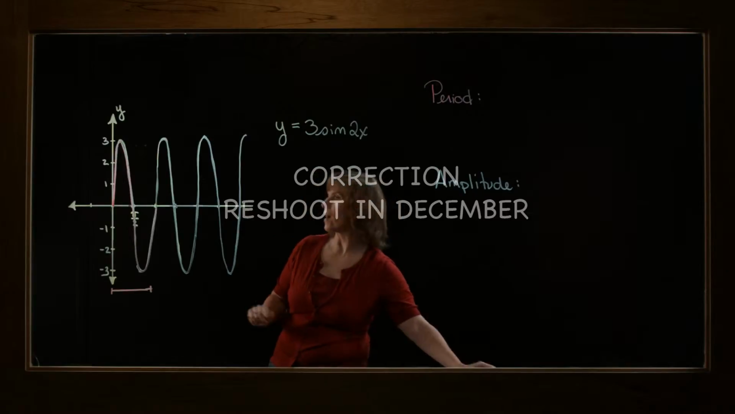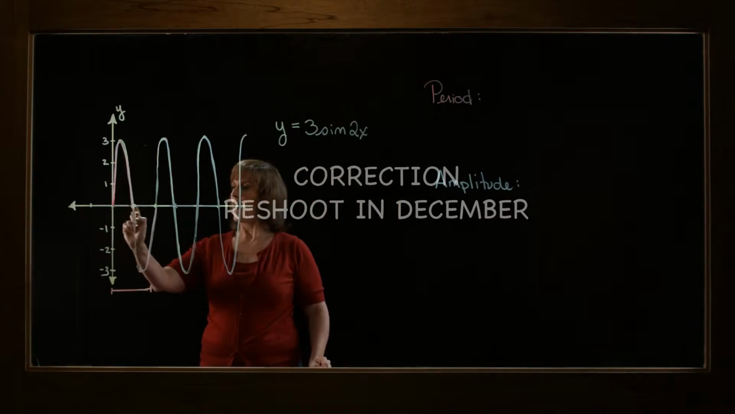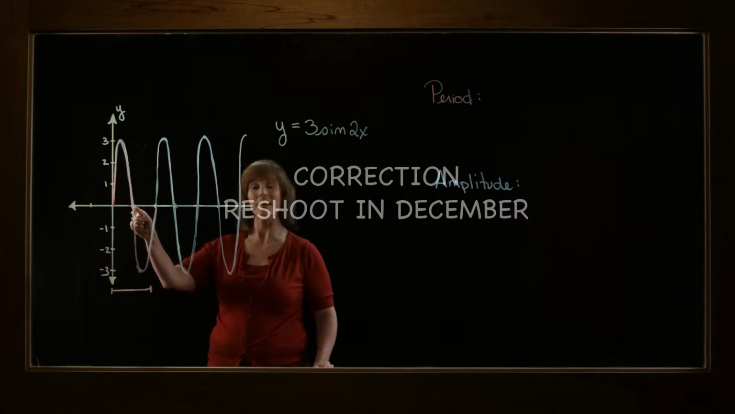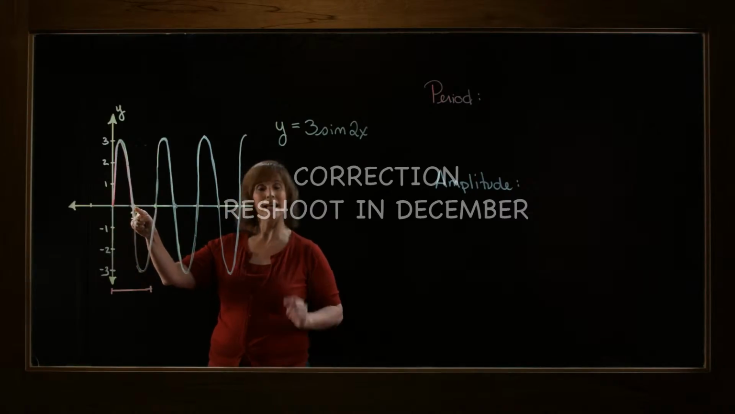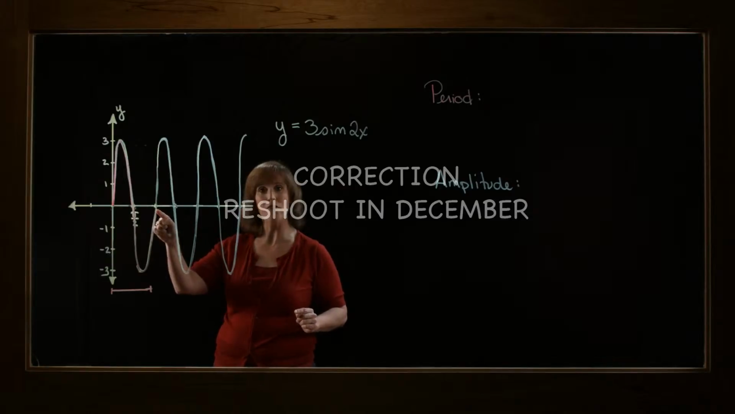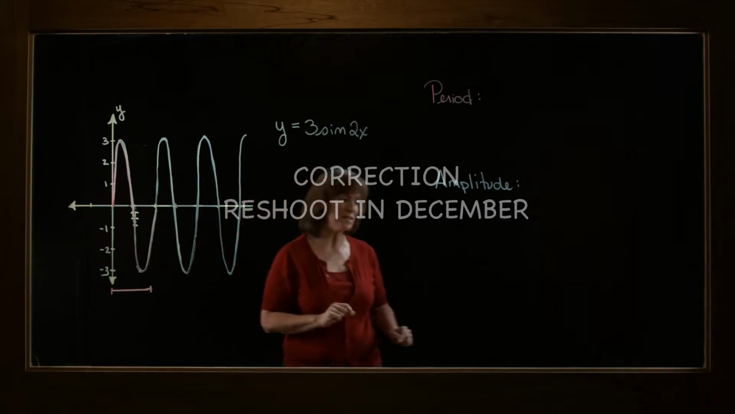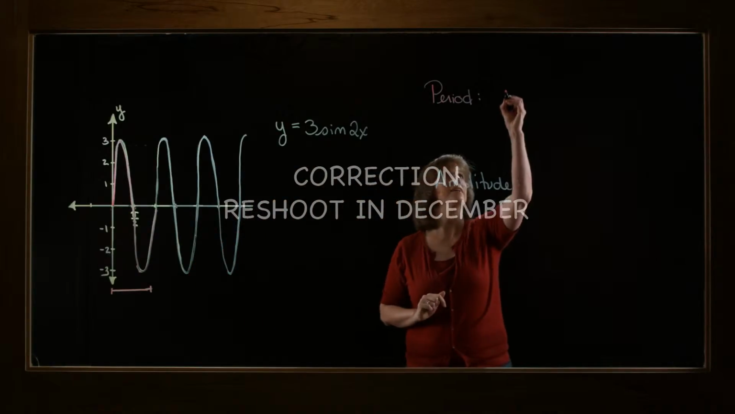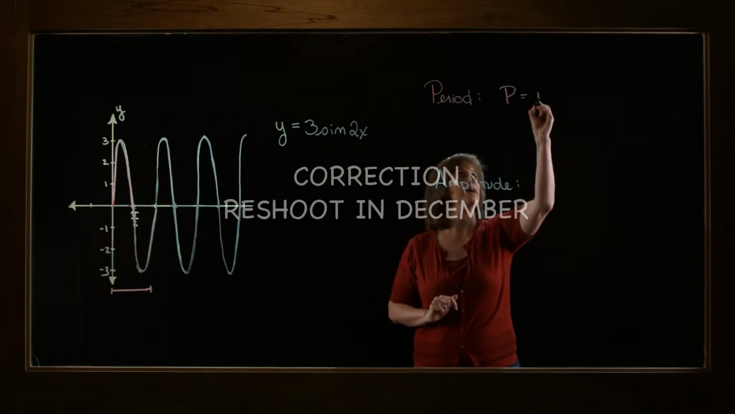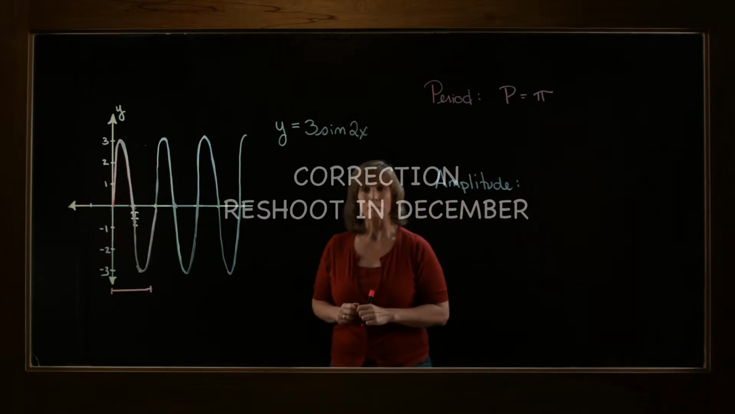Now, according to my graph, it looks as if this unit from 0 to my first hash mark is pi over 2. To get a complete cycle in, I need to move another pi over 2 units. Which means that graphically speaking, my period is going to be pi.